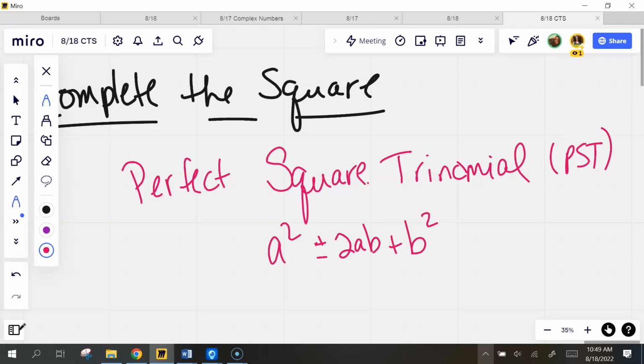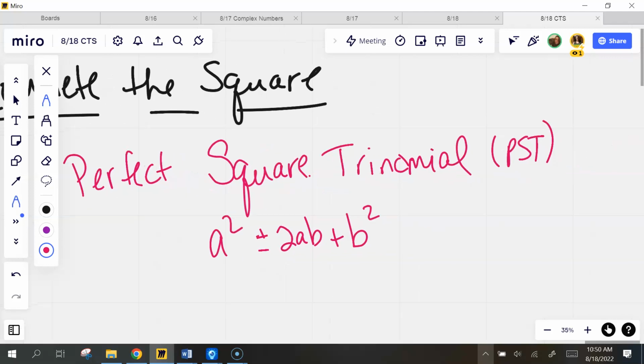The reason perfect square trinomials are nice is because they factor so very nicely. You do the square root of the first, whatever that first sign is, the square root of the last, and you put the squared on the outside. So this helped us when we factored, and this helped us when we factored and solved. Now it's going to help us as we complete the square.